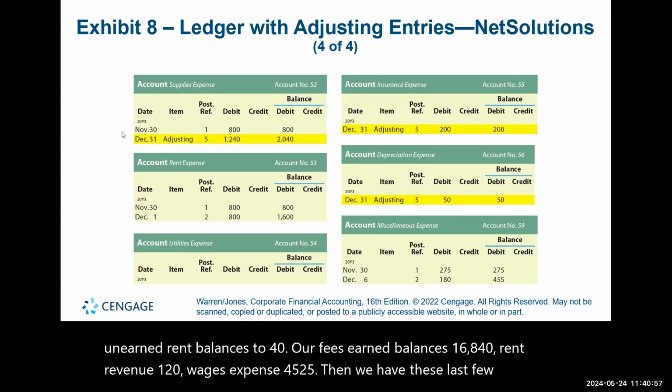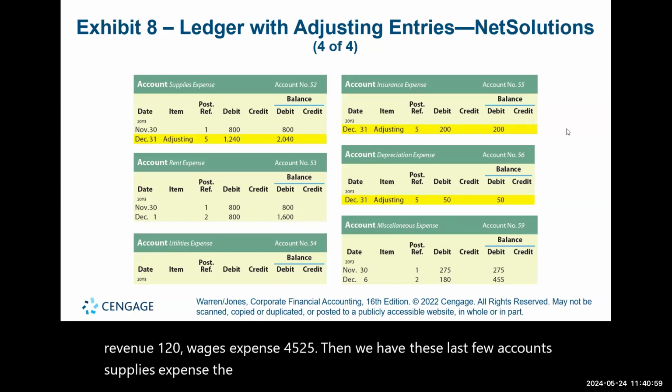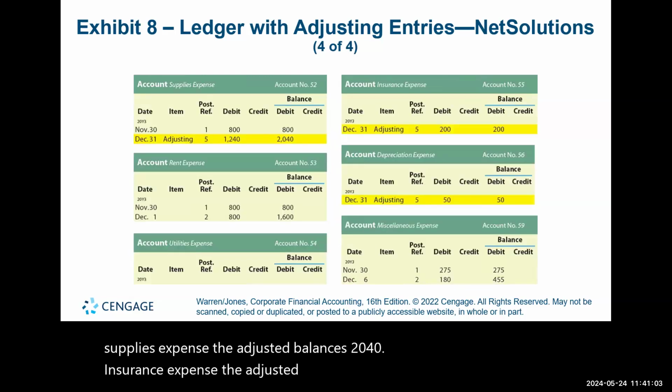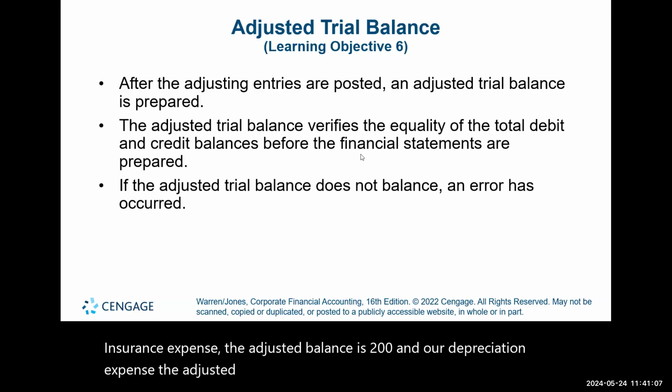Then we have these last few accounts. Supplies expense, the adjusted balance is $2,040. Insurance expense, the adjusted balance is $200. And our depreciation expense, the adjusted balance is $50.